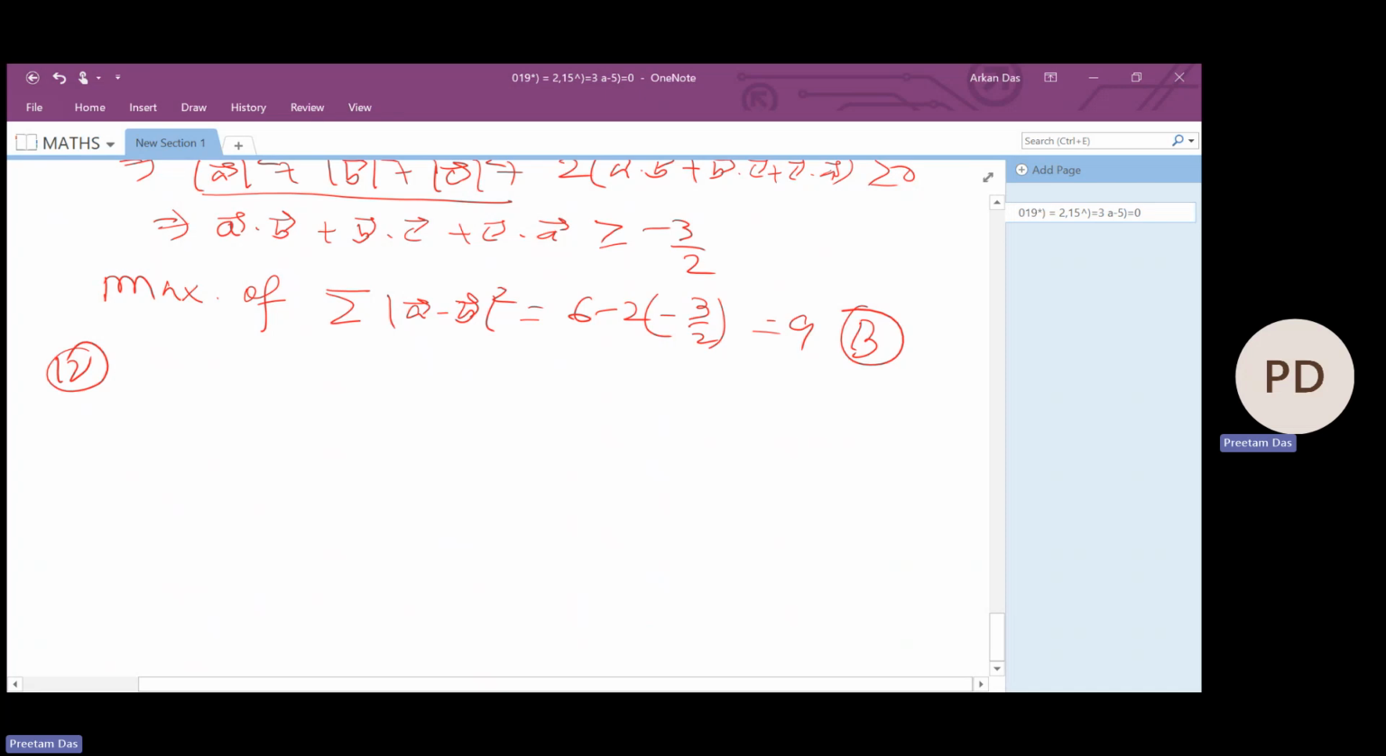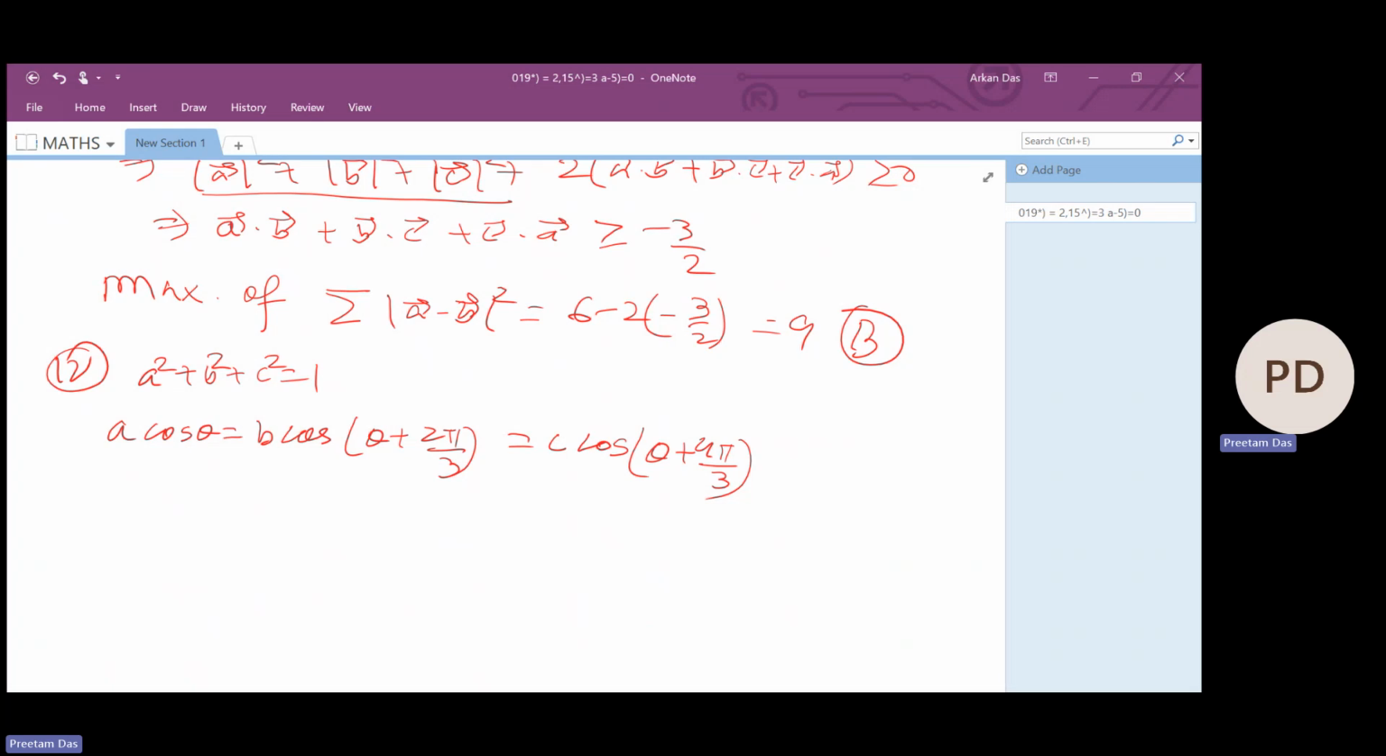This is a JEE problem, one of the questions of JEE Mains. A, B, C are real numbers, and they have given you that A square plus B square plus C square is equal to 1. And they have given you a condition: A cos theta equal to B cos (theta plus 2 pi by 3) is equal to C cos (theta plus 4 pi over 3). Now they have given that these three are equal, and then theta equal to pi over 9. So what is the angle between the two vectors? Okay.